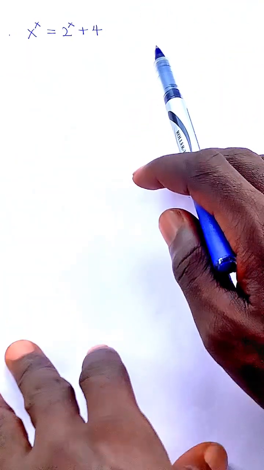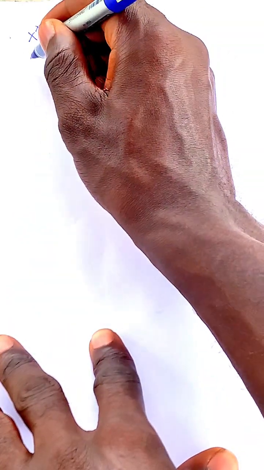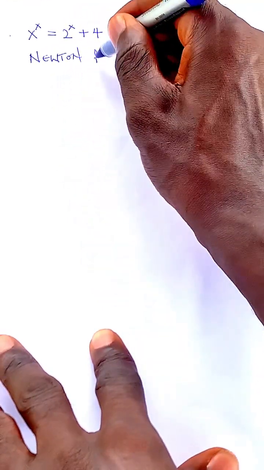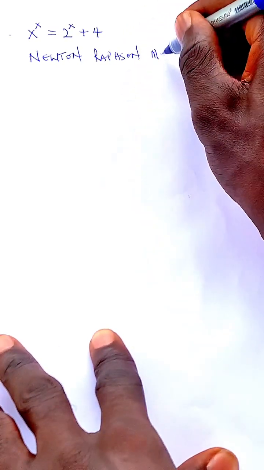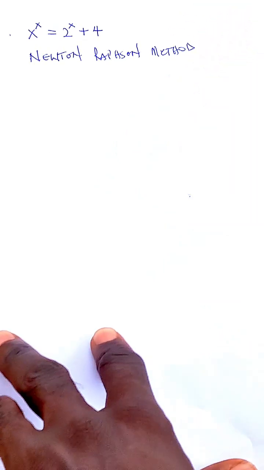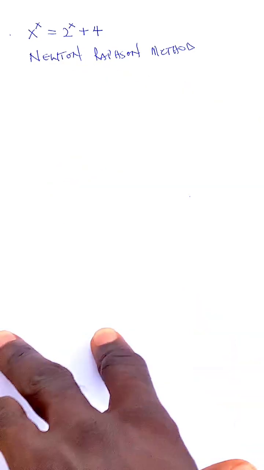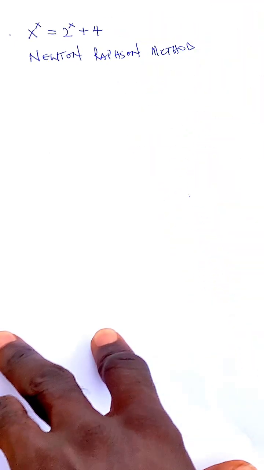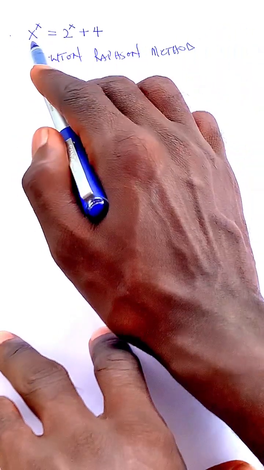But I will introduce to you the method that is called the Newton-Raphson method. This method is an iterative method that will give you the approximate value of x. Then you can round off the value of x to get your result. This method starts like this.